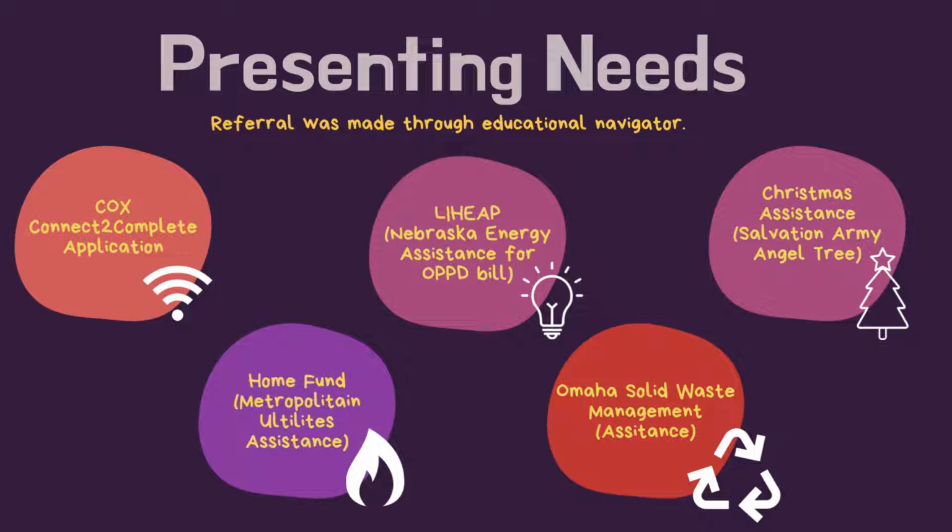The second one is the Home Fund, which is Metropolitan Utilities Assistance. This application is made similar to the other need, which is LIHEAP, which is Nebraska Energy Assistance, and that's for the OPPD bill. These applications are made through the state of Nebraska, so usually you can do it through a website. You can do it in person.